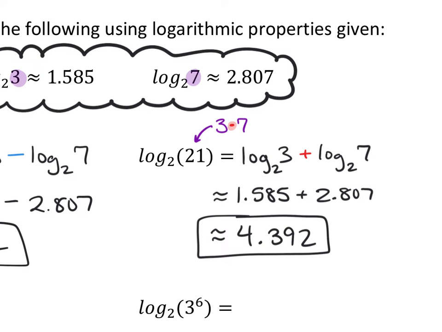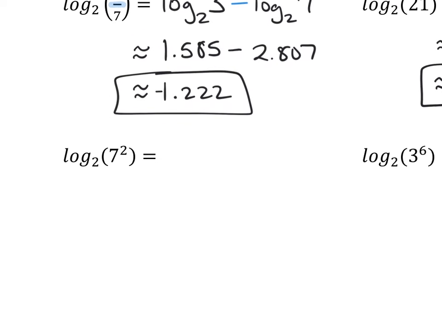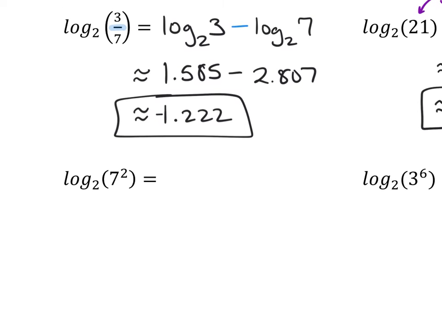Moving right along, the next two use a new rule. They use that last rule that we had on our paper. How do I know they use that last rule? What do you see inside the argument there? An exponent. Where can we put the exponent to simplify this? In the front, yeah. So we're going to rewrite this as 2 times the logarithm base 2 of 7. Log base 2 of 7.